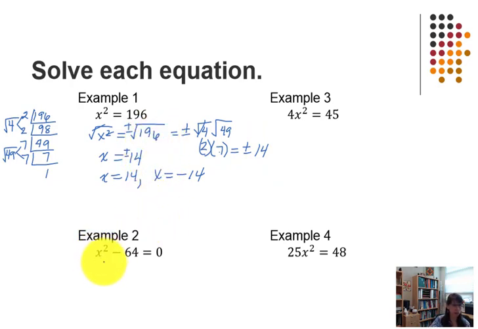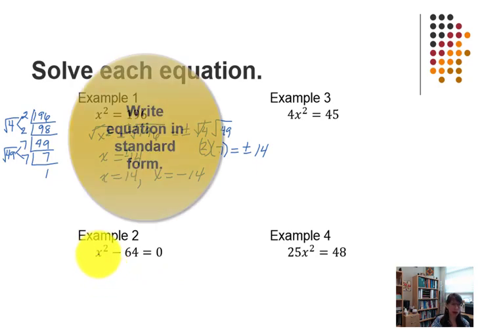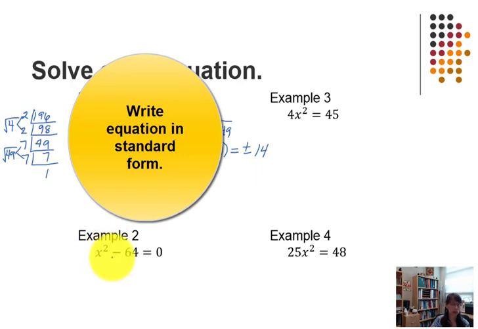With example 2, I have x squared minus 64 equals 0. So our intention here is to use the square root property. In order to do that, I need to isolate my second degree term on one side of the equation. So I'll need to start by adding 64 to both sides of this equation. So now x squared equals 64. And I'm ready to use my square root property.